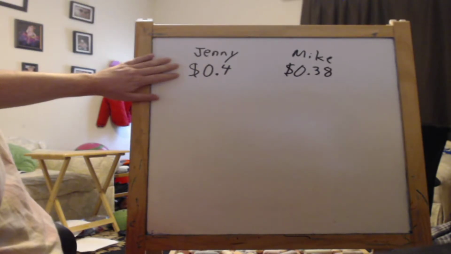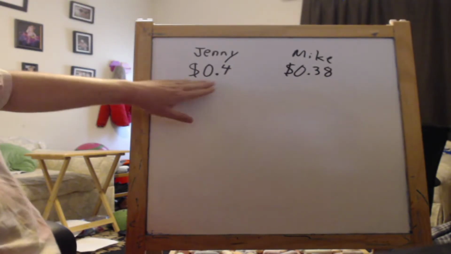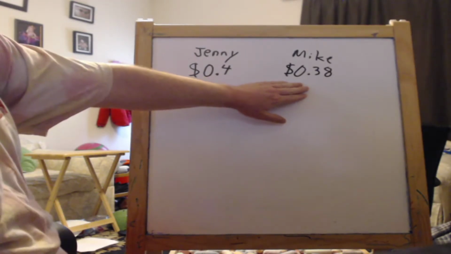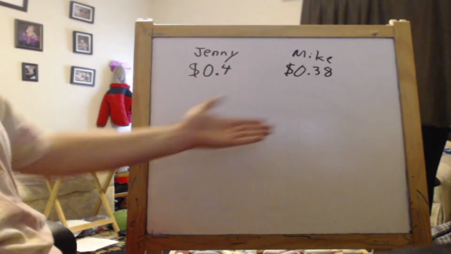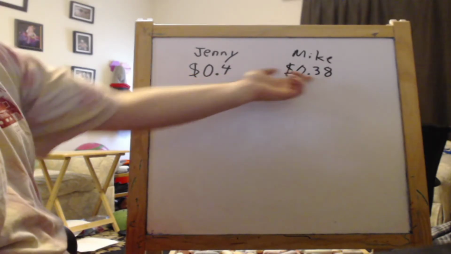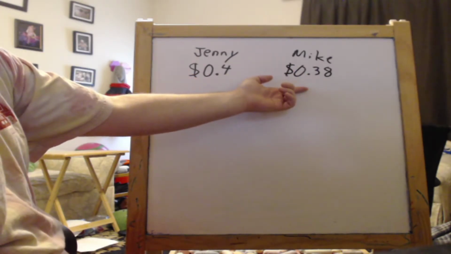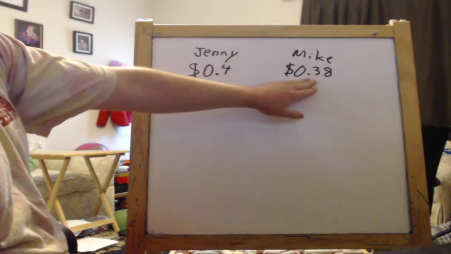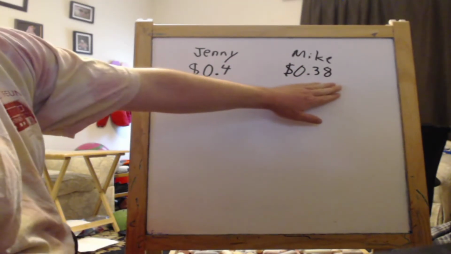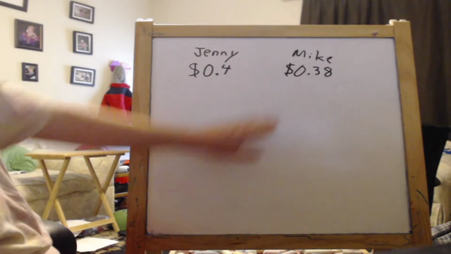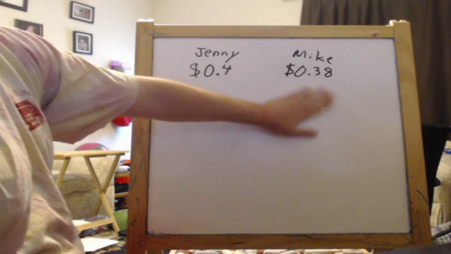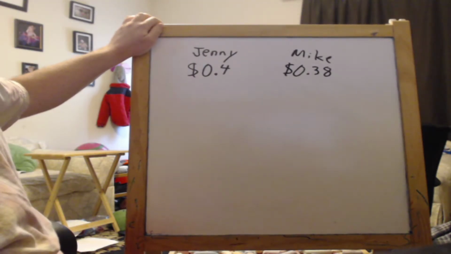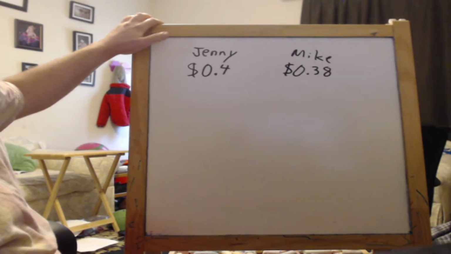It's very simple. Jenny has 4/10 of a dollar. Mike has 38 hundredths. Basically, this would be 38 cents, right? Because there are 100 cents in a dollar, and money is always given like this. But this actually not only goes for money, but just comparing decimals in general.